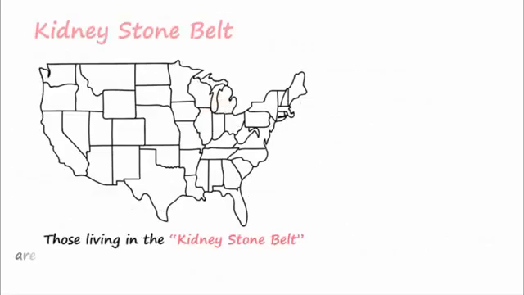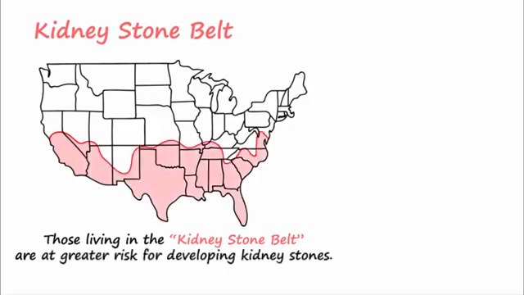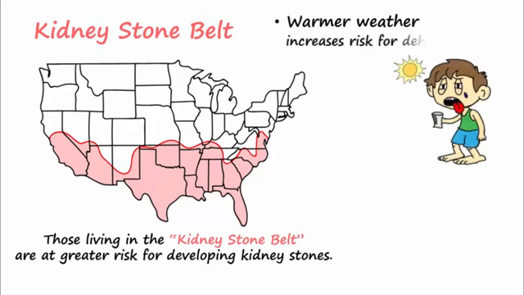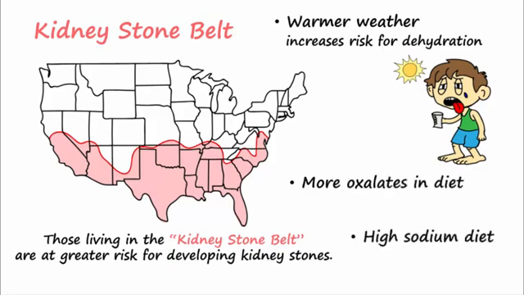Those living in the kidney stone belt are at greater risk. This is thought to be due to the warmer weather, which brings on increased risk for dehydration. Furthermore, the southern diet on average has more oxalates than sodium. For example, sweet tea is consumed often and is high in both oxalates and sodium.